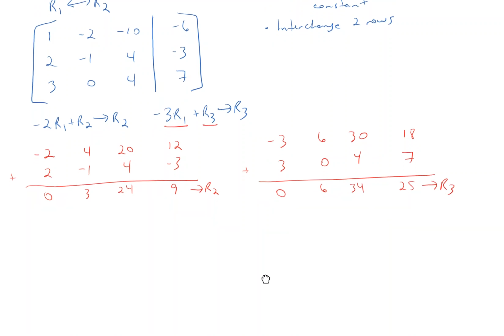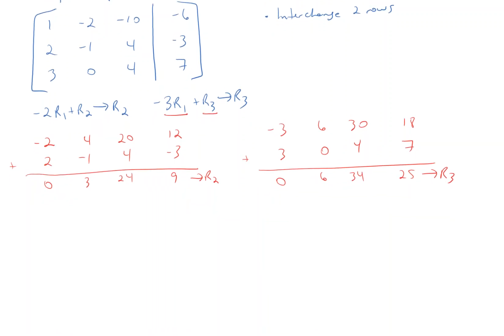So let's write my new augmented matrix. Row 1 didn't change, so 1, -2, -10, -6. Then my new row 2 is 0, 3, 24, 9. And my new row 3 is 0, 6, 34, 25.